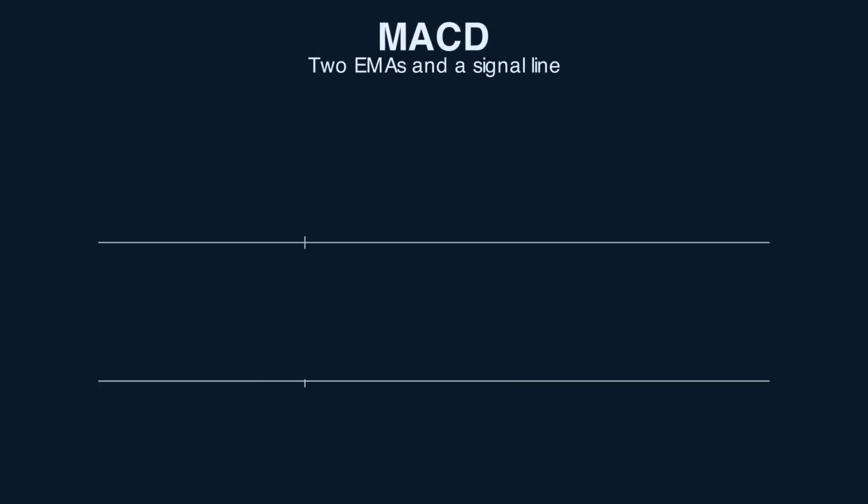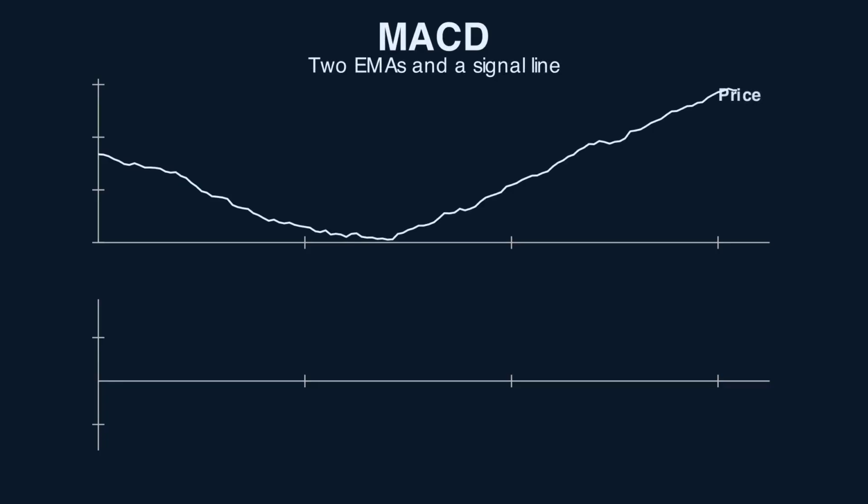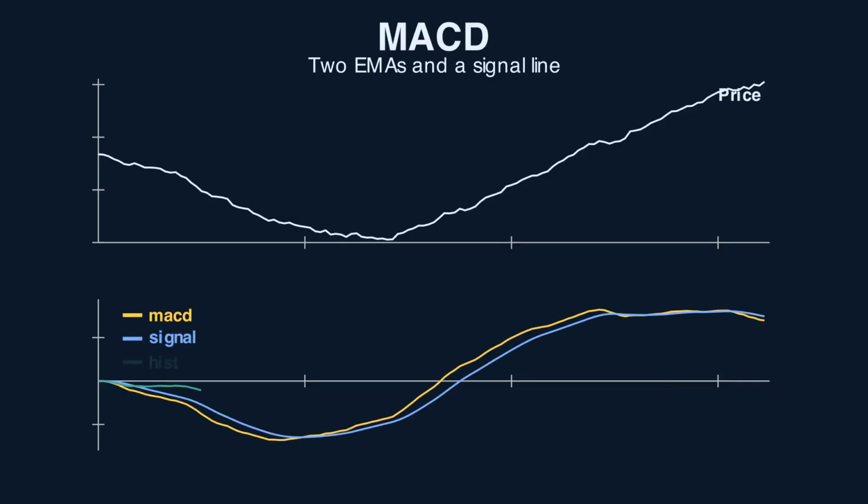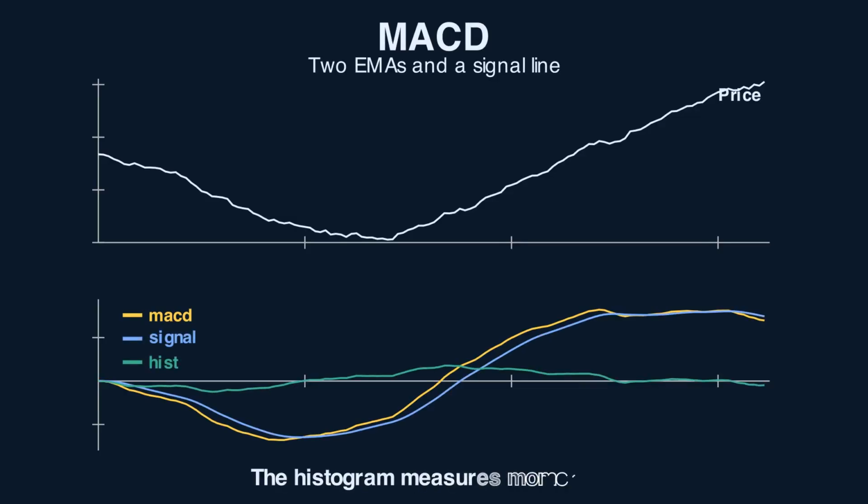Here's the anatomy. The MACD line is a fast 12-period EMA minus a slow 26-period EMA, a clean read on momentum. The signal line is a 9-period average of that MACD line, and the histogram is simply the gap between the two. When the MACD line is above its signal, momentum is positive, and the histogram sits above zero. When it crosses below, momentum has turned negative.